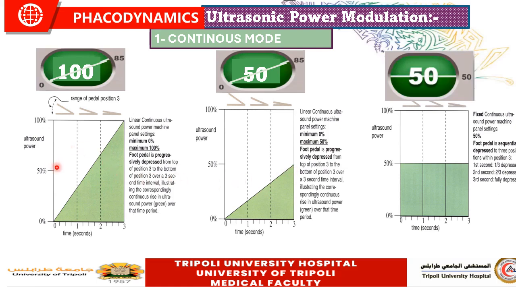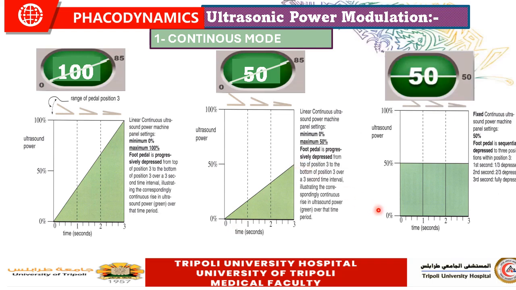Here, for example, we choose the ultrasound power to be 100%. So this indicates that the more you press the foot pedal, you will reach 100% of the stroke length of the phaco needle. However, here you will reach only 50% of the stroke length of the phaco needle.